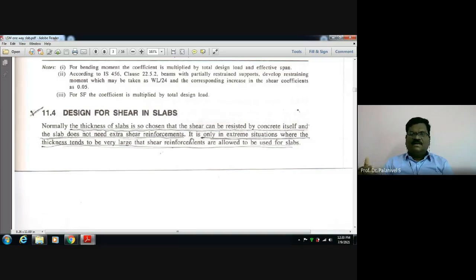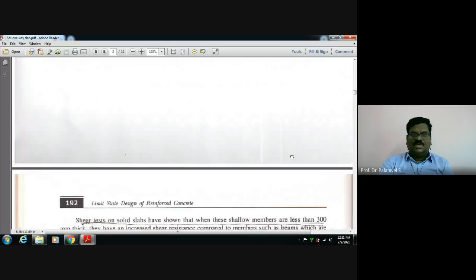Provided the slab thickness is less than 200 mm, below 300 mm, you don't require shear reinforcement. Most of the slabs we deal with are less than 200 mm thickness, 100 to 200 mm thickness only. So they don't require any shear reinforcement. You will not design it for shear reinforcement. If it's a deep slab, shear reinforcement is required. That is a separate issue. Only in extreme situations where the thickness tends to be very large, shear reinforcement is allowed to be used for slabs.